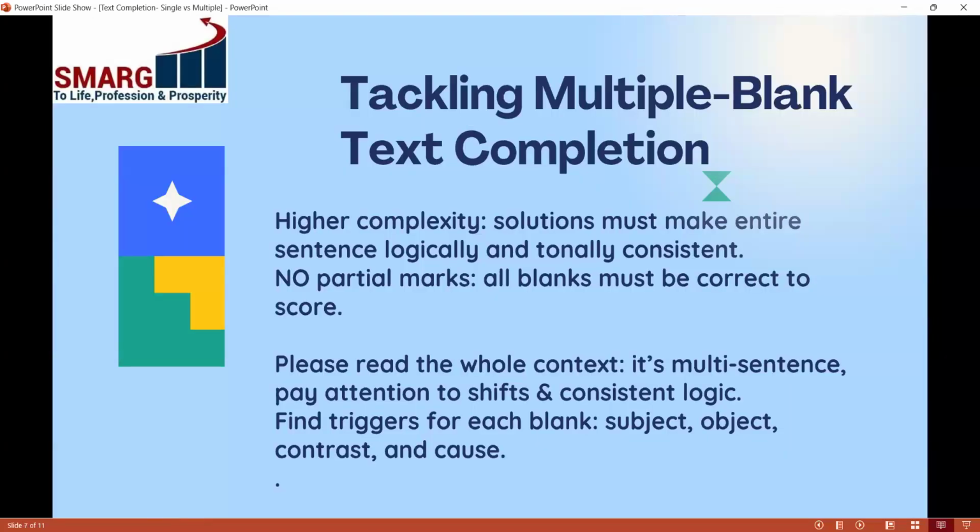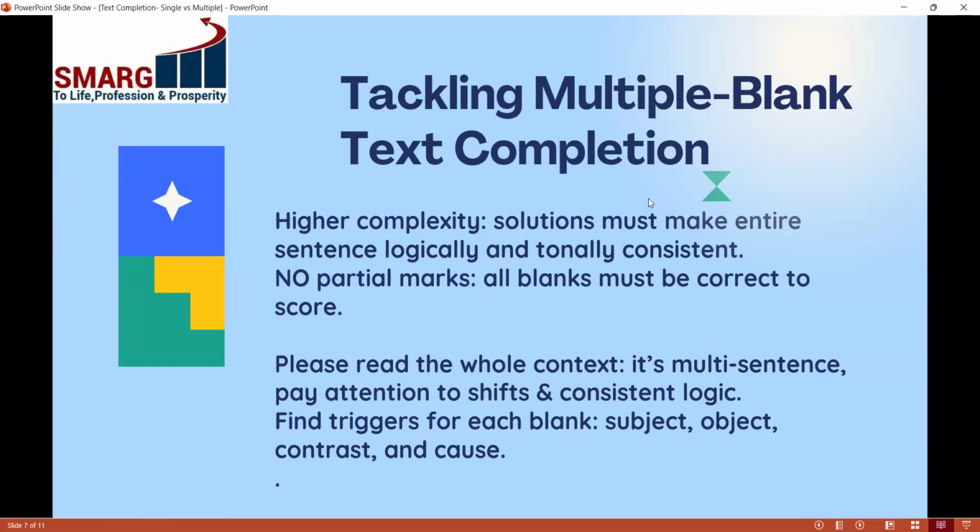Right? Now we move on to multiple questions, multiple blanks. So now what happens in multiple blanks? Okay, very important. It is going to become more difficult. I just told you that here now we do not have just one word to look for. We have to make sure that our combinations end up going right. So they have to be logically and tonally consistent.